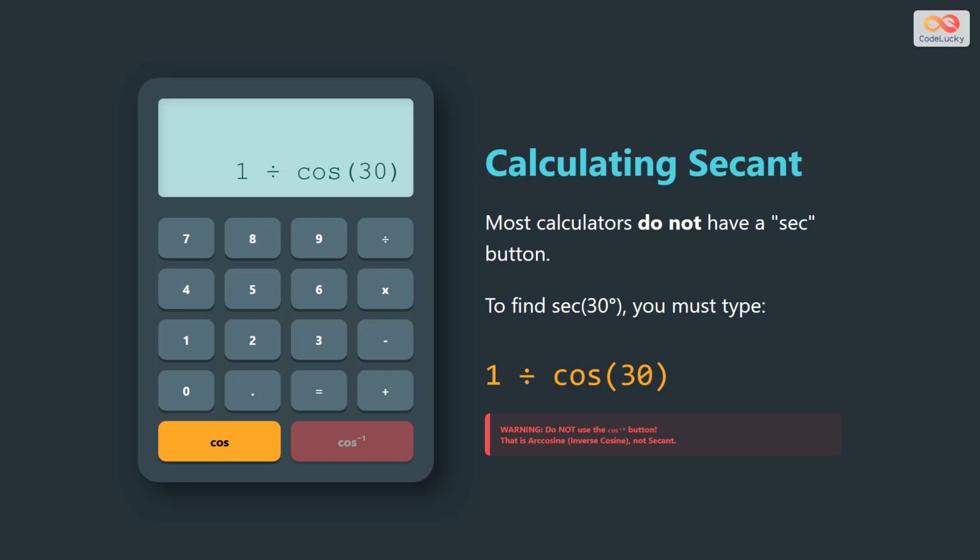A common mistake when using a calculator is looking for a sec button. Most calculators do not have one. To calculate secant, do not use the inverse cosine button, labeled cos^-1. That is for finding angles. Instead, you must type 1 divided by cosine of the angle. For example, to find secant 30, type 1 divided by cosine 30.